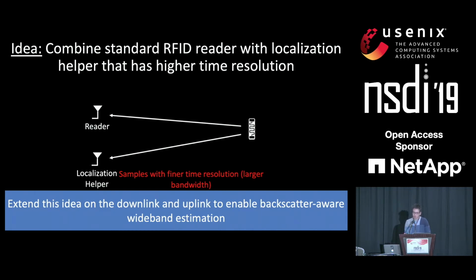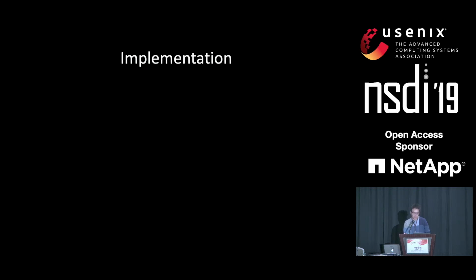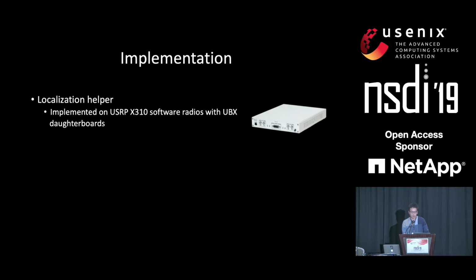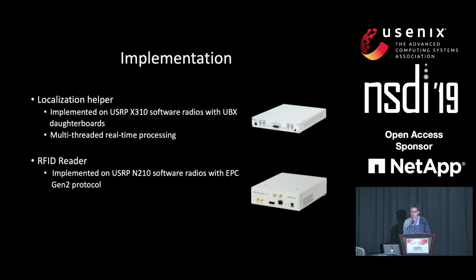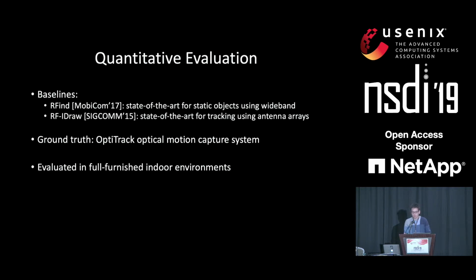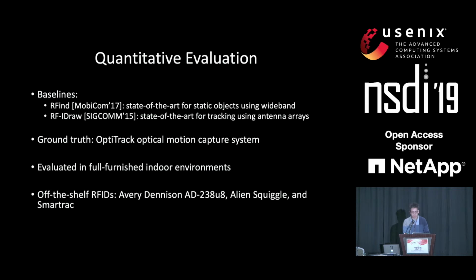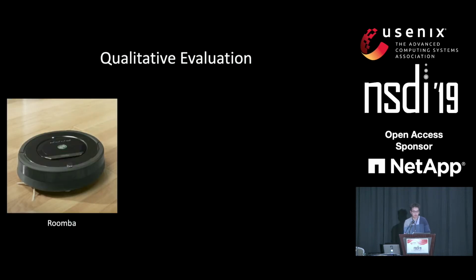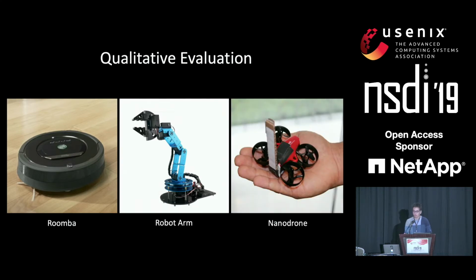Now that I have talked to you about our system design and our algorithm, let me tell you about our implementation. We implement our localization helper with a standard software-defined radio, the USRP X310, and we deliver a multi-threaded real-time processing module. For the RFID reader, we implemented it on a USRP N210 with the standard EPC Gen 2 protocol. For quantitative evaluation, we compare TurboTrack with two baselines: RF-IDraw, which is the state-of-the-art system for tracking a moving object using an antenna array, and R-Fi, which is the state-of-the-art system for localizing static objects. Our ground truth is OptiTrack, which is the optical motion capture system, and we evaluate our system in a fully furnished indoor environment with different kinds of off-the-shelf RFIDs. And we use a Roomba for 2D measurement and a robot arm and nanodrone for 3D evaluation.